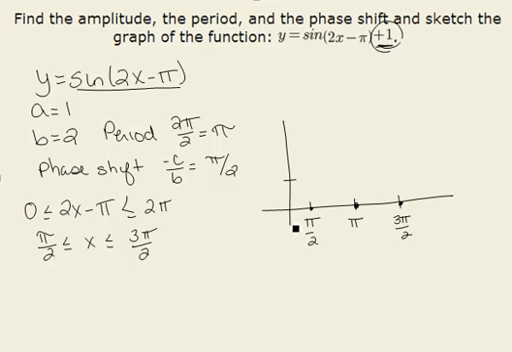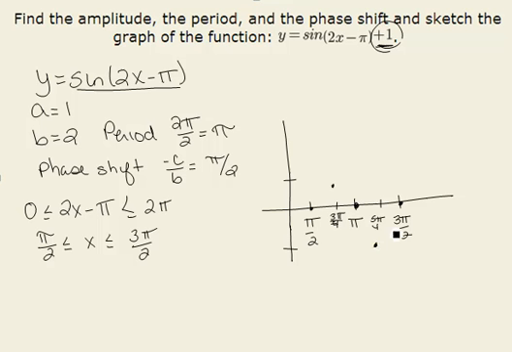We will also notice that our function y equal to the sine of 2x minus pi takes on its maximum value halfway between pi over 2 and pi, which is 3 pi over 4. And it takes its minimum value of negative 1 halfway between pi and 3 pi over 2, which is given by 5 pi over 4.